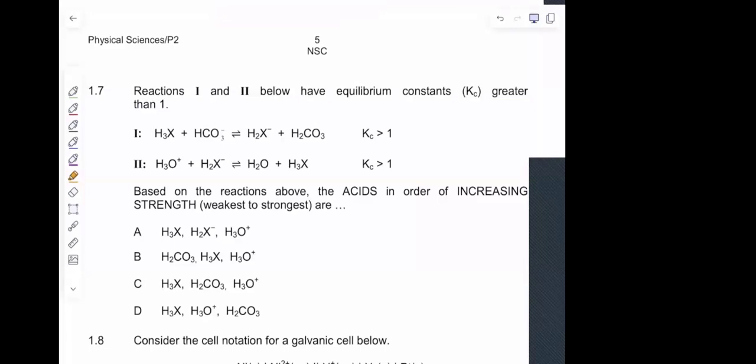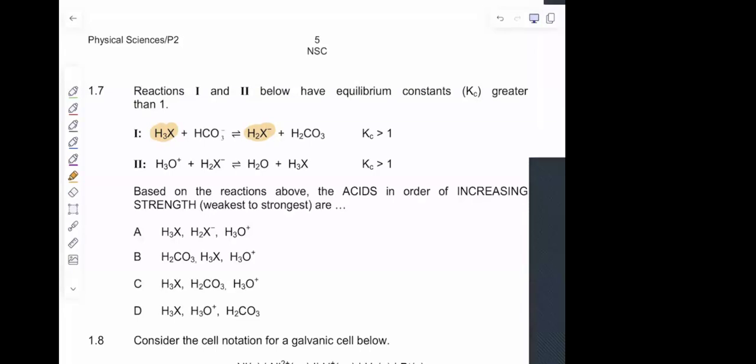H3X, and we're going to have H2X minus, right? Let's track what happened to the species. So H3X becomes H2X minus, right? If H3X becomes H2X minus, then we know that H3X gave off a proton, meaning H3X is one of our acids, right? So H3X is definitely going to be one of our acids there.